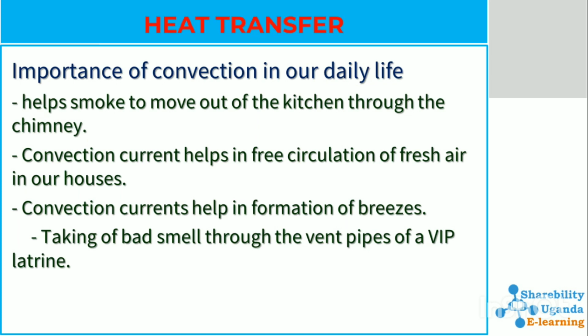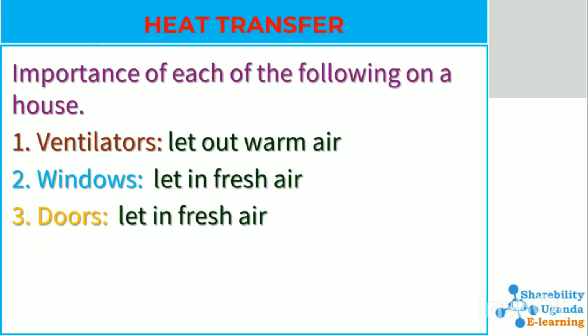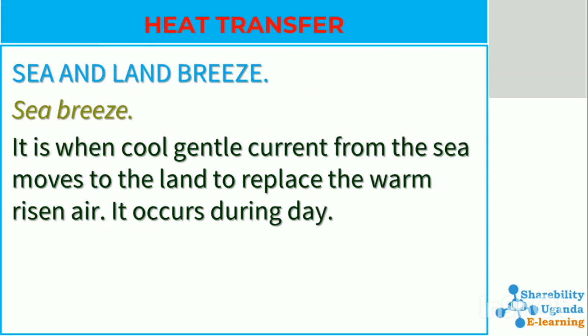Importance of convection in our daily life: it helps smoke to move out of the kitchen through the chimney. Convection currents help in free circulation of fresh air in our homes. Convection currents help in formation of breezes, and in taking bad smell out through the vent pipes of a ventilated pit latrine. Importance of each of the following on a house: ventilators let out warm air, windows let in fresh air, whereas doors let in fresh air also, just like the windows.